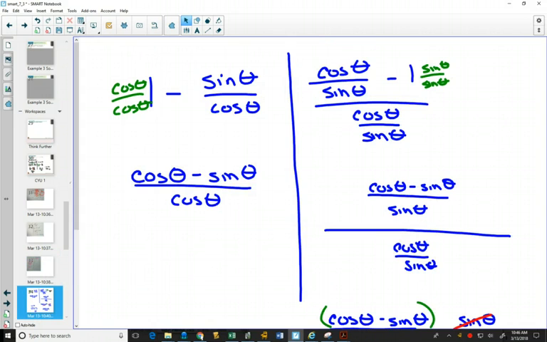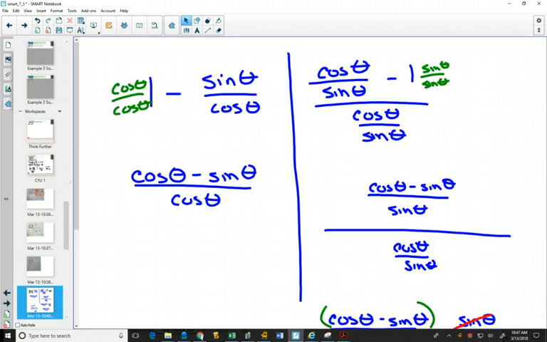So this is what that would look like. If I change tangent to sine over cos, and I change cotangent to cos over sine, I've got a lot of fractions. On the left-hand side, I could get a common denominator and write it as a single fraction. I get cos theta minus sine theta over cos theta. On the right-hand side, and I want to point out some things that I did here in my work, I got a common denominator, so I would get a fraction over a fraction.